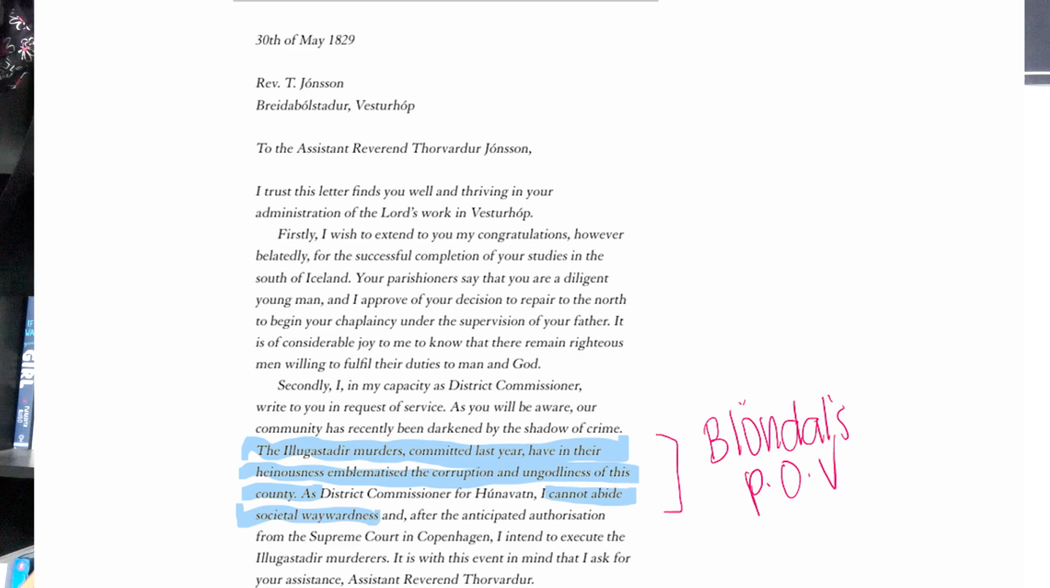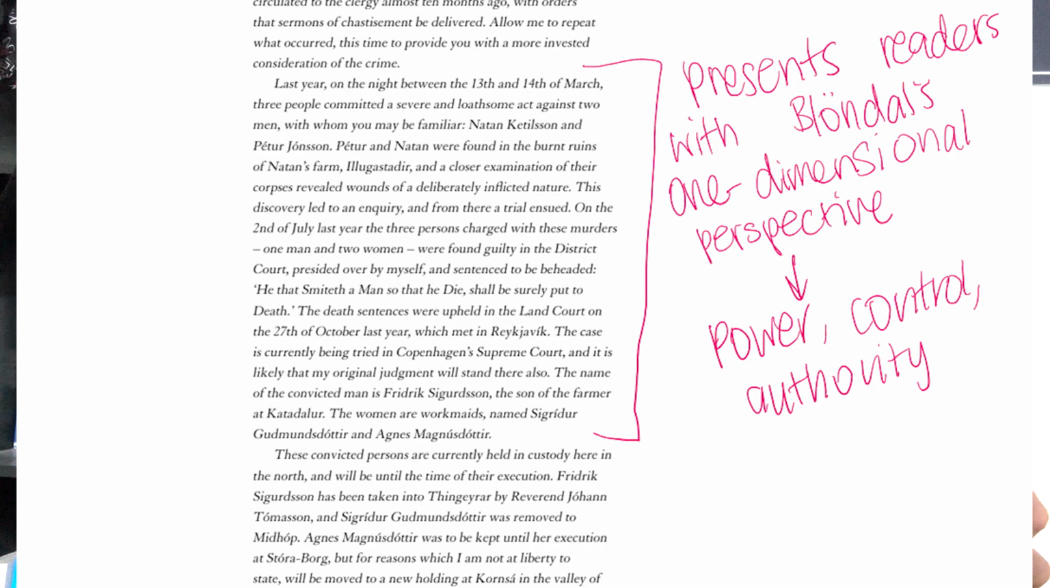On the next page, readers are presented with Bjondel's one-dimensional perspective, even more so. We have concepts of power, authority, control, anything within that ballpark established really firmly through Bjondel's account of what occurred. Because Bjondel was not there, right? He wasn't there when the murders happened, but he is writing in a way that makes us think that he knows best.